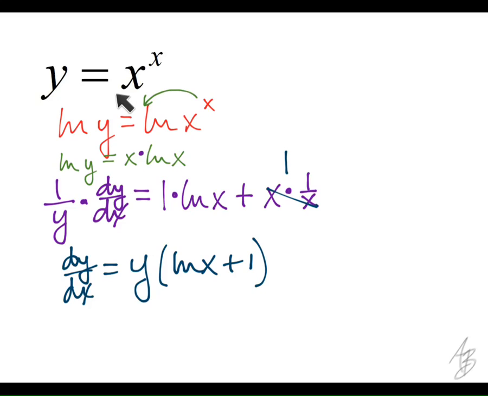Was this relation here defined implicitly when we started? No. So would it be appropriate to leave an implicitly defined derivative when we finish? No. In other words, since there were no y's here, we don't want any y's here. So how do we get rid of the y? Can you plug in x to the x? Yeah. We know that y is equal to x to the x. That was given to us. And so we just rewrite it like that.